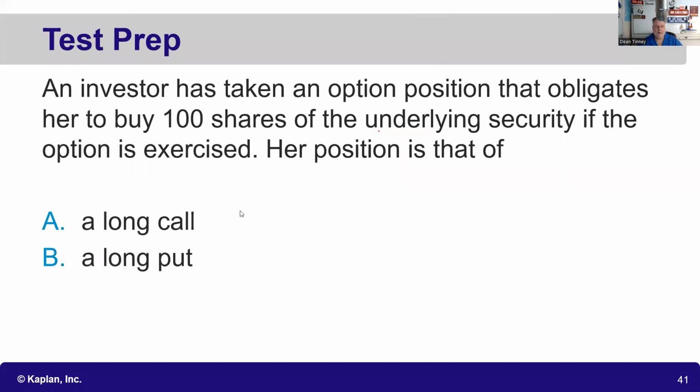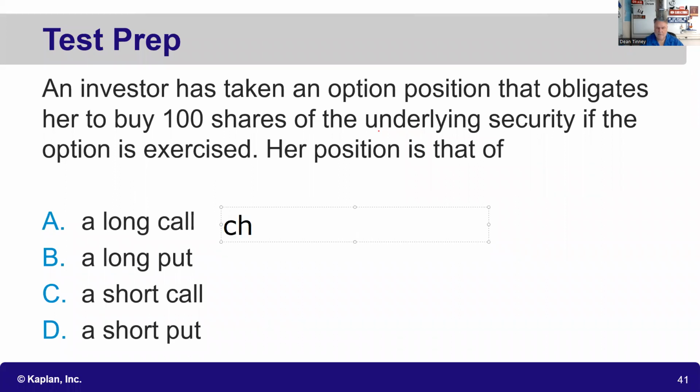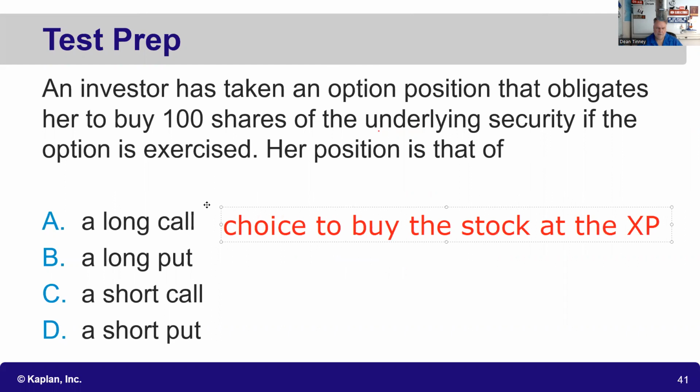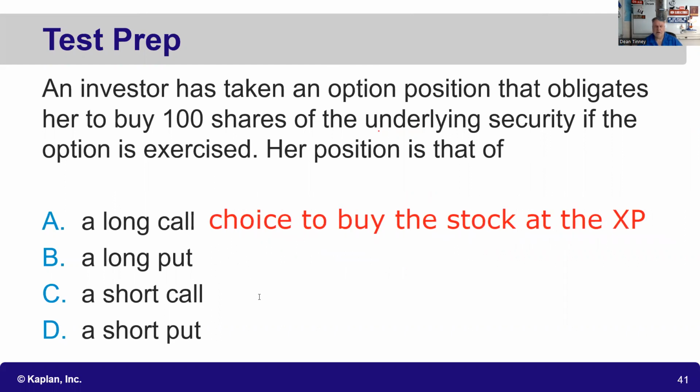But this is the most important answer set in terms of options. Here a long call is a choice, a choice to buy the stock at the strike price. XP means strike price when you're talking about options. And as you see here in our example, it says obligation. As I told you, obligation is going to be a short option contract. So here's a choice. This is a choice to sell the stock at the strike price.